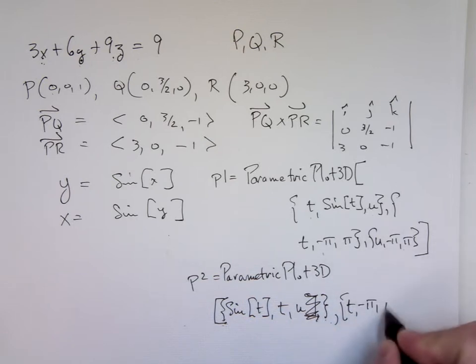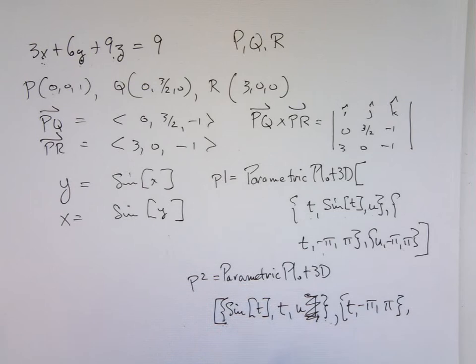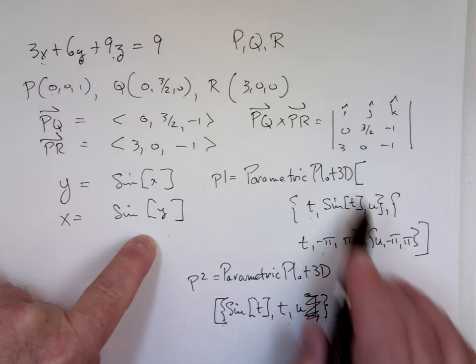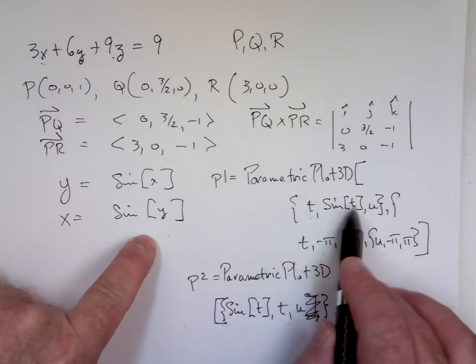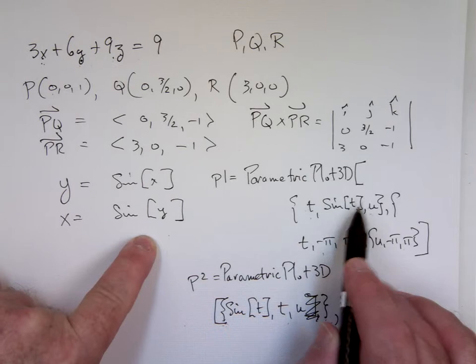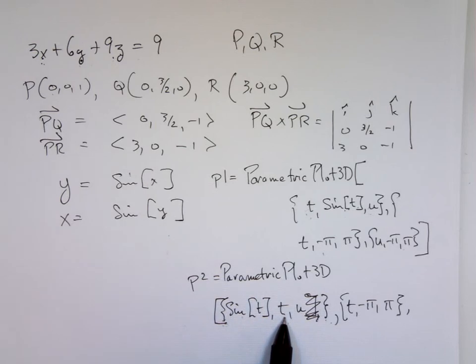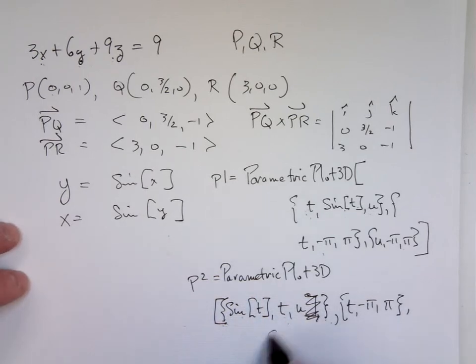Wait, is the sine supposed to be in the middle? This sine is in the first slot, right? Because X is sine Y. This sine is in the middle because this Y is sine X. Okay? This Y is sine X. This is X is sine Y. That'll give you the two. It'll flip those graphs around. And the U values, negative pi to pi.